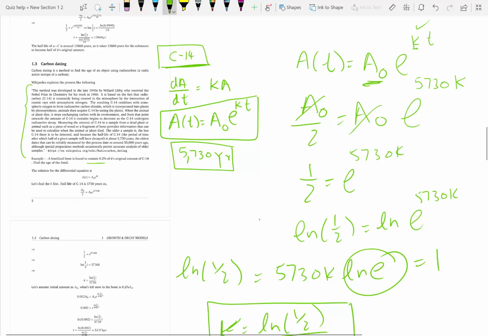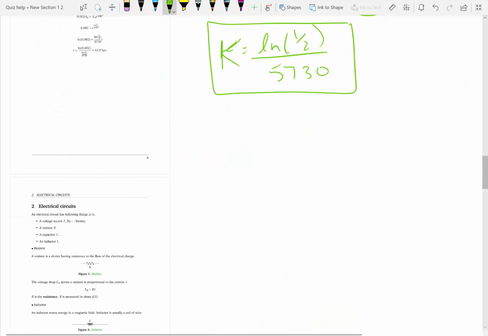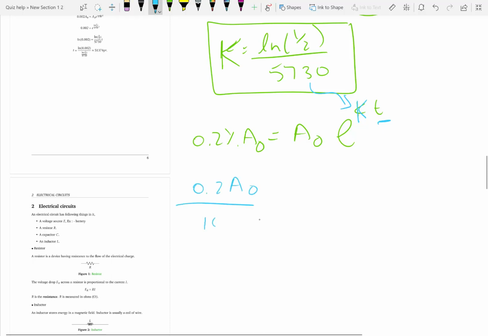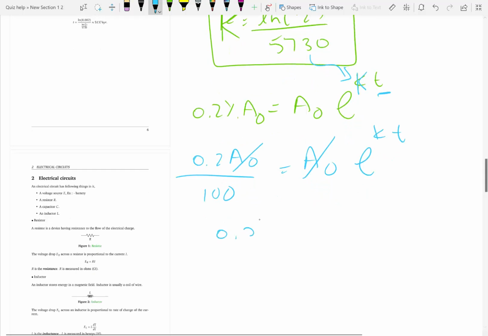Now we know 0.2% of the initial amount is left, right? So we know 0.2% of A naught is left, not the decayed part: A naught e^(kt). We just need to solve for t, because we already know k from the half-life. So 0.2% means 0.2 A naught divided by 100. A naught cancels out here. It doesn't even matter. So 0.2 divided by 100 is 0.002 = e^(kt).